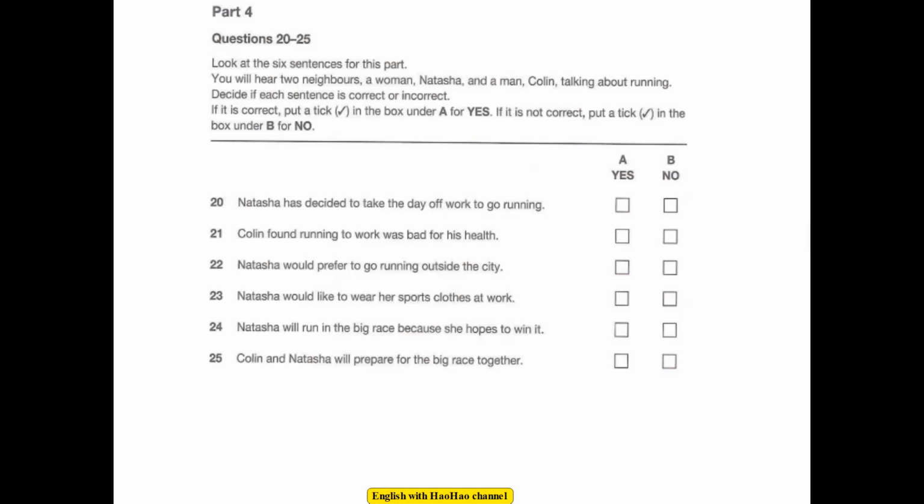Running on your own can sometimes get quite lonely. Are you going to take part? Oh, yes. I've sent in my application form already. I'll get one for you. But I'm not going to train by running to work. I'll run round the park a few times when I get home in the evenings. That's safer. Okay. Anyway, I must go now or I'll be late. Bye.